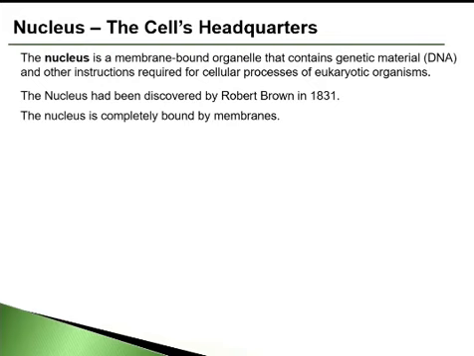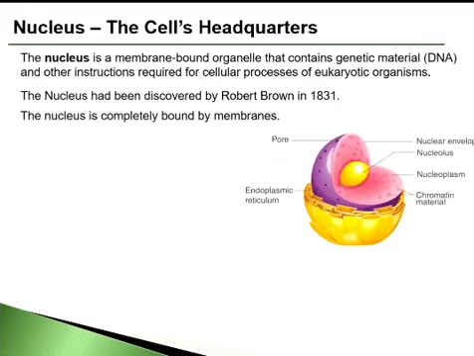Now let's talk about the cell's most important part. It's the headquarters called the nucleus. It's usually a double-membraned cell organelle containing DNA and instructions necessary for the processes being held inside the cell. It is interesting to know that the nucleus was discovered by the Scottish botanist Robert Brown in 1831 while he was observing the structure of orchid cells.